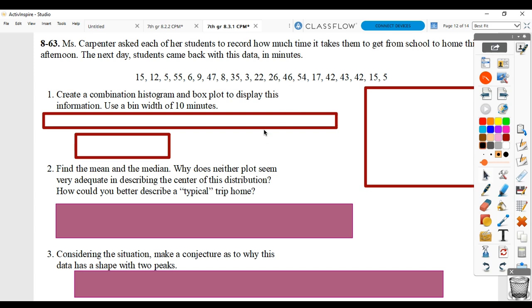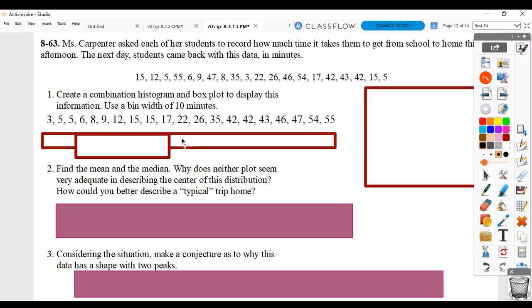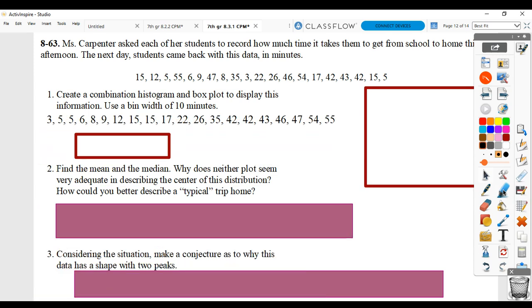So they first want you to create a combination histogram and box plot, and they want you to use a bin width of 10. So the first thing you're going to want to do is put the values in order from least to greatest. So you can, again, start by picking out your median, and then find the median of your first half of the data, the median of your second half of your data, to be able to find your quartile 1 and quartile 3, and then complete your box plot.